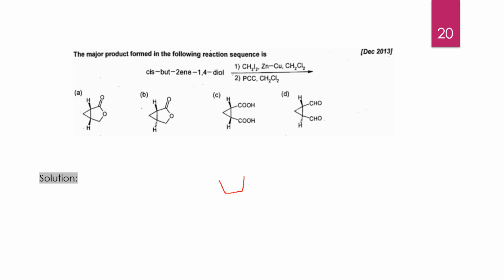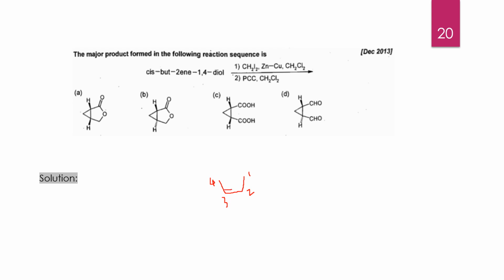So there is a two position. This will be one. This will be two. This will be three. And this will be four. I have written this like this because it's cis, so that I don't have to remove this one again.